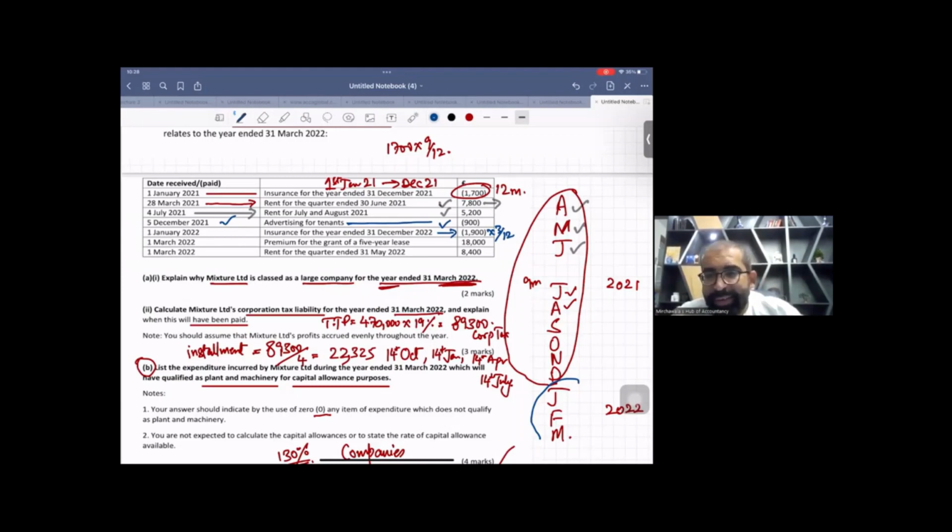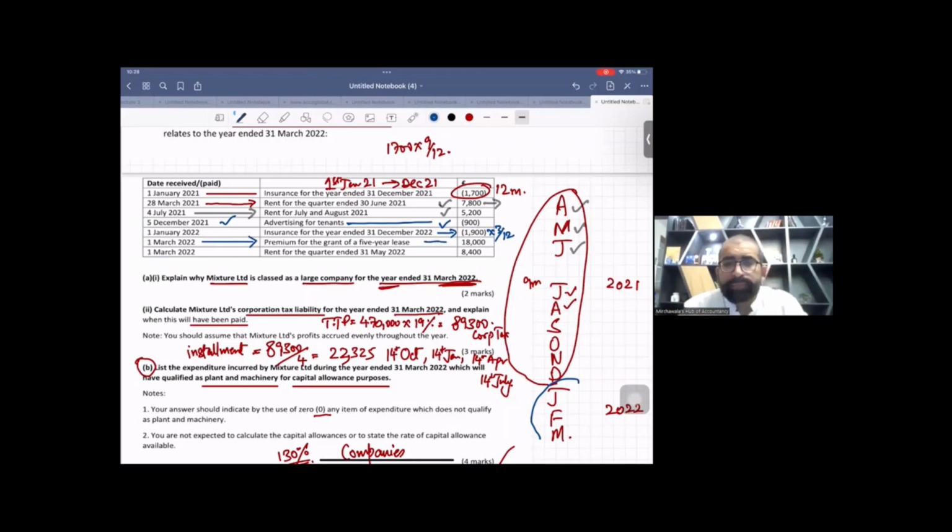Now, one interesting thing after a long time. On 1st March 2022, see this date, it lies in our accounting period. On 1st March 2022, we received the premium of 18,000.